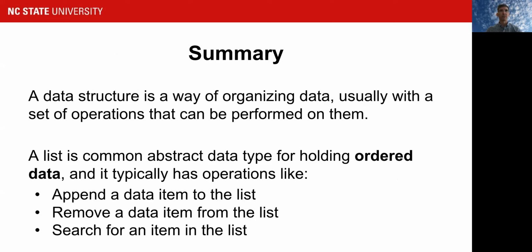Okay, so in summary, a data structure is a way of organizing data, usually with a set of operations that can be performed on them. So here we looked at a list and what a list data type would be. It's a way of holding ordered data.